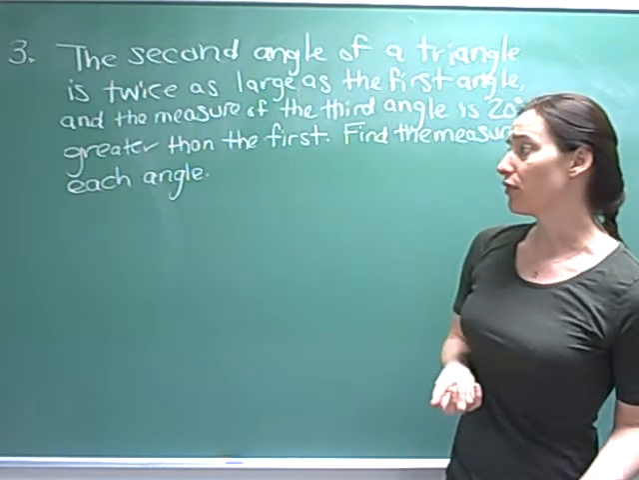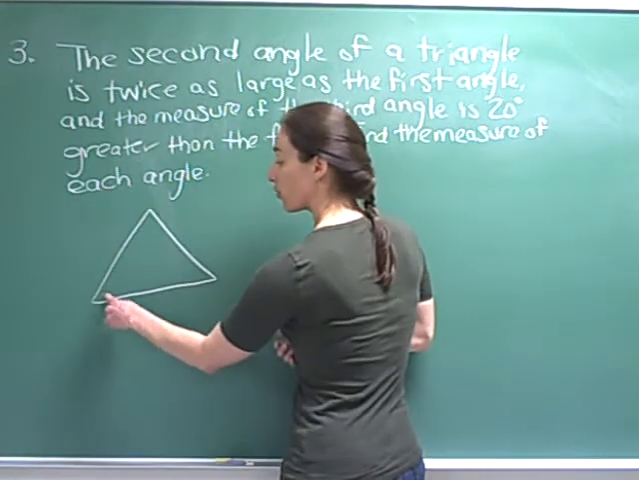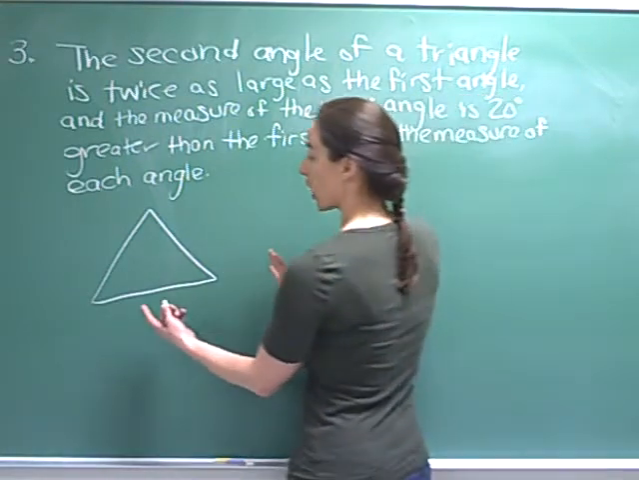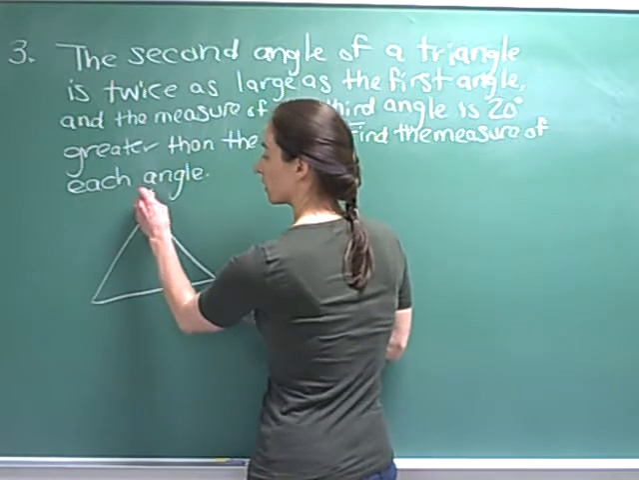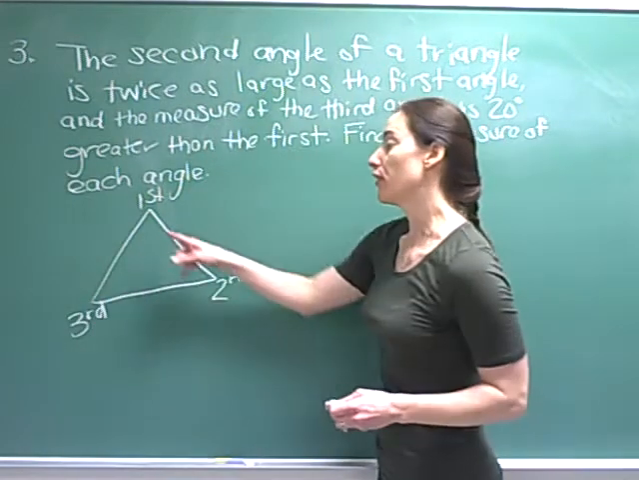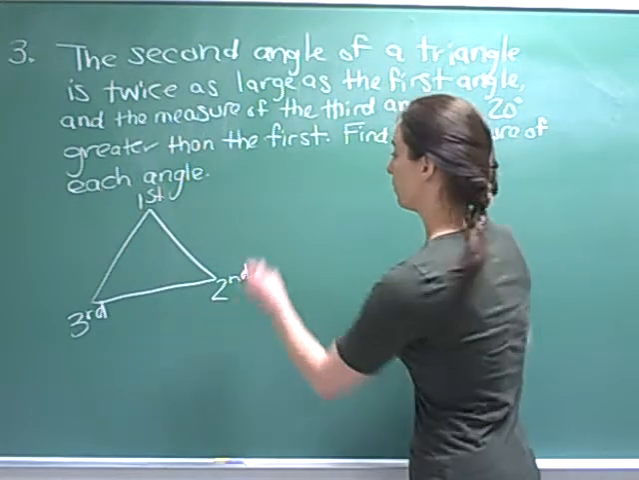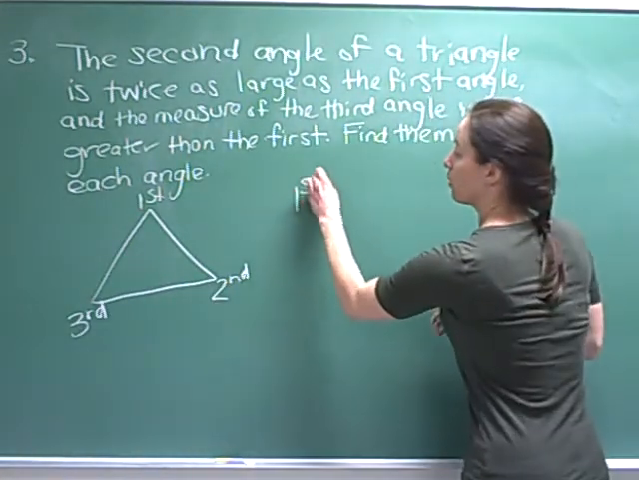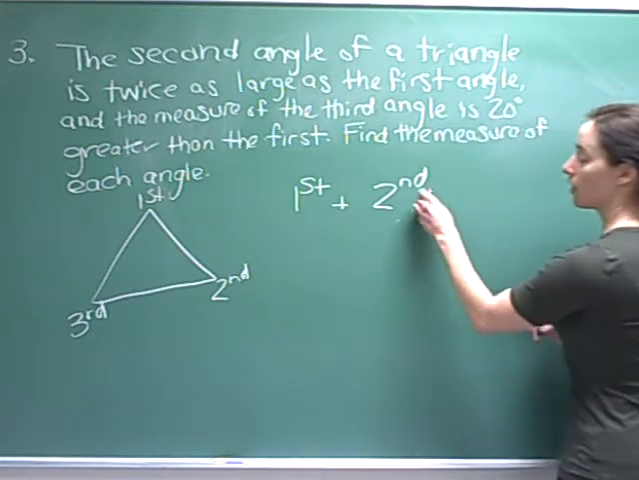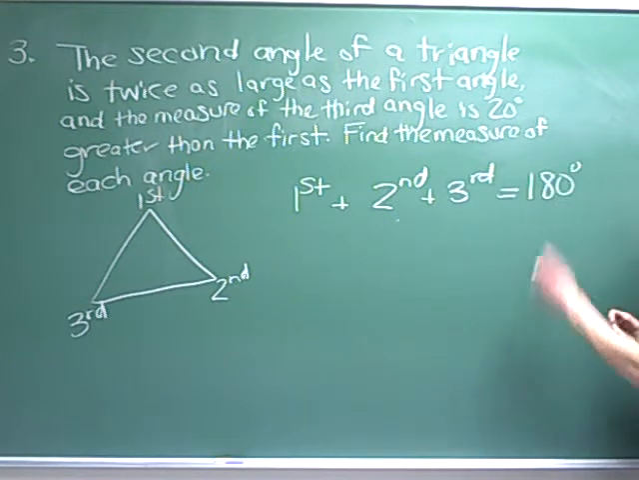But you have to have some outside information about triangles to be able to solve this. You have to know that the sum of the three angles in any triangle is 180 degrees. So here's my triangle. I'm going to arbitrarily label these angles first, second, and third. And I know that if I add up the measurements of each of these angles, it should sum to 180. So I'm going to write myself a little note. The measurement of the first angle plus the measurement of the second angle plus the measurement of the third angle should all sum to 180 degrees.